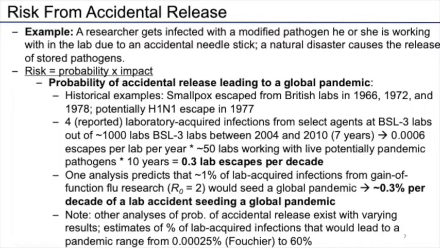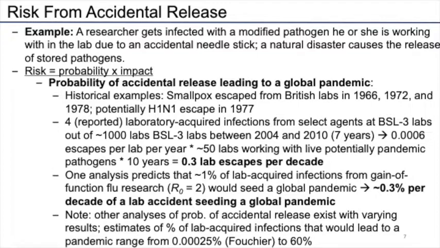To give you a base feeling of the probability of accidental release, there are a number of historical examples. Notably, I found that smallpox was released from British labs in three events very close together, 1966, 72, and 78, which seems like a tragedy that it wasn't able to be contained the second and third times. And potentially in 1977, there's some speculation that there was a strain of H1N1 that escaped a lab as well. Of course, those are over 40 years ago now.